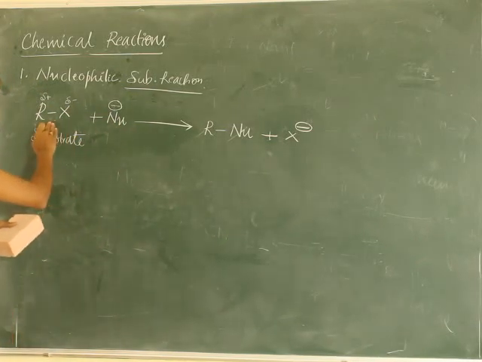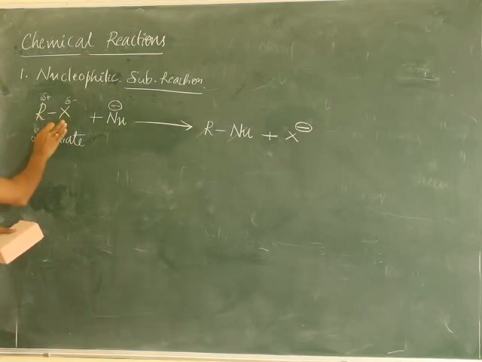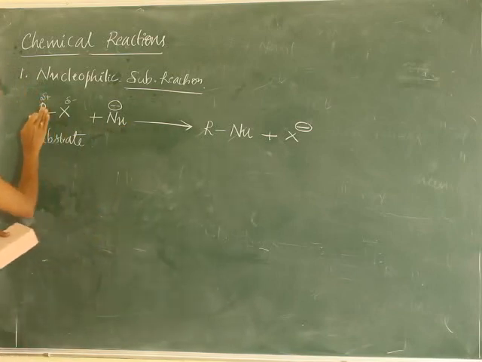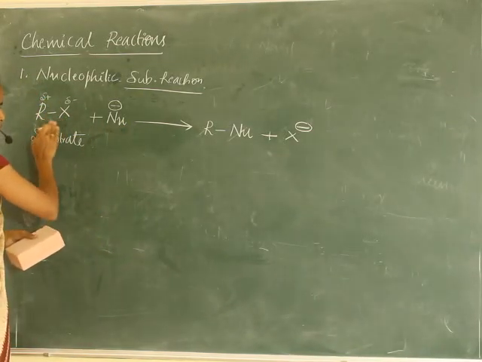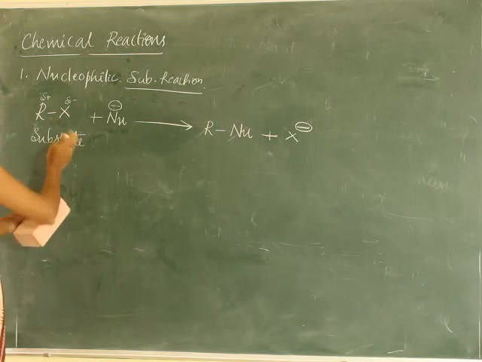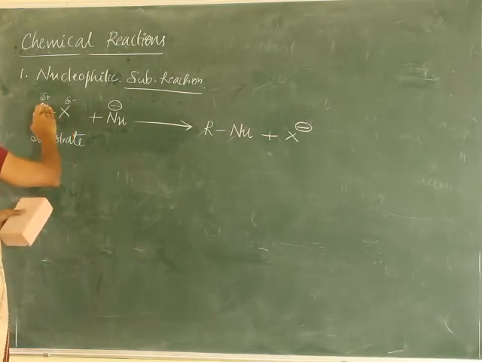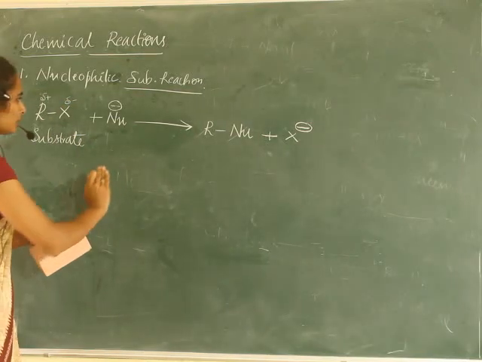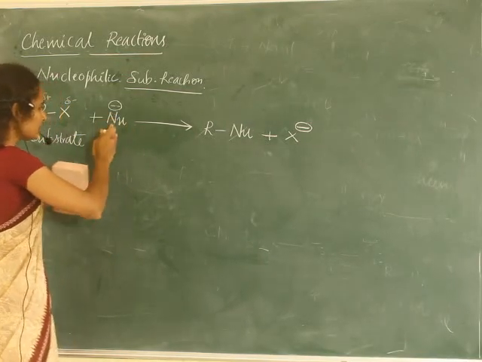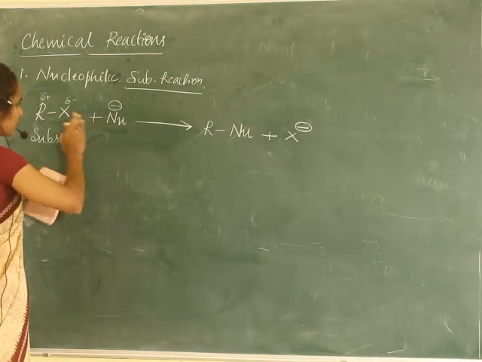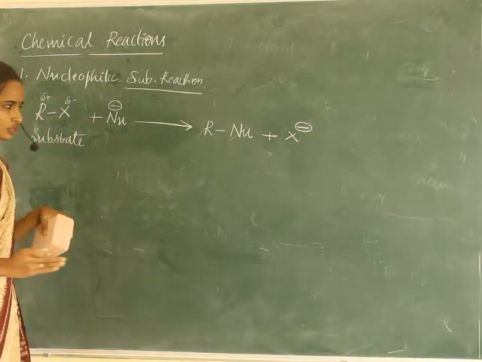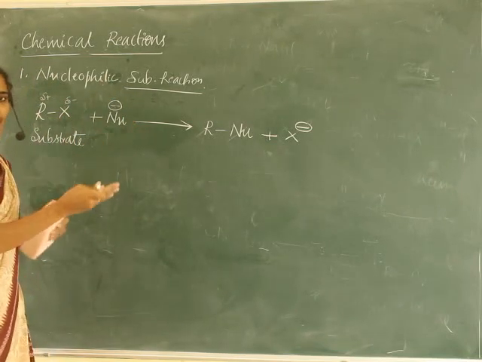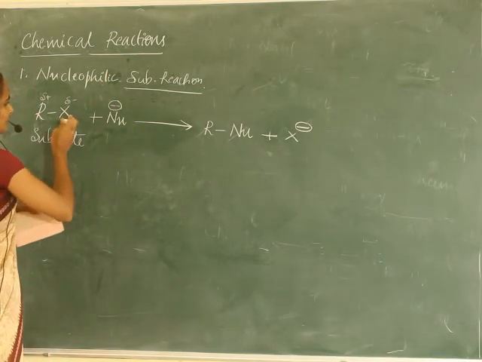We'll take one general reaction, alkyl halide on reaction with nucleophile. Here, because of polarity difference, the carbon atom takes partial positive charge and the halogen atom takes partial negative charge. Now here the nucleophile replaces this functional group, the halogen, because of its high reactivity. Highly reactive nucleophile replaces this leaving group.